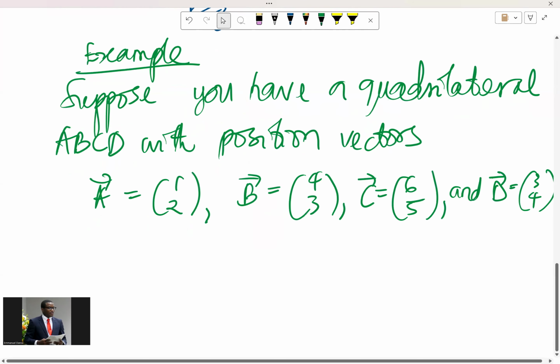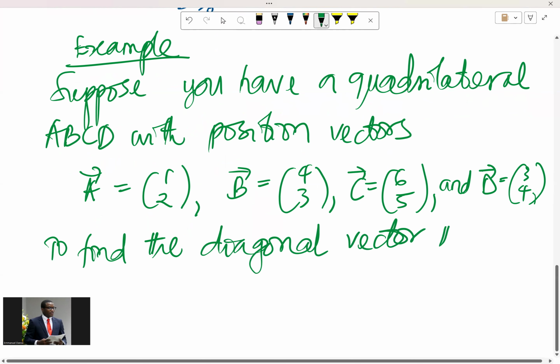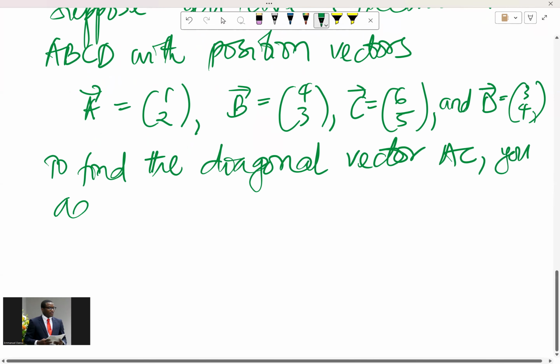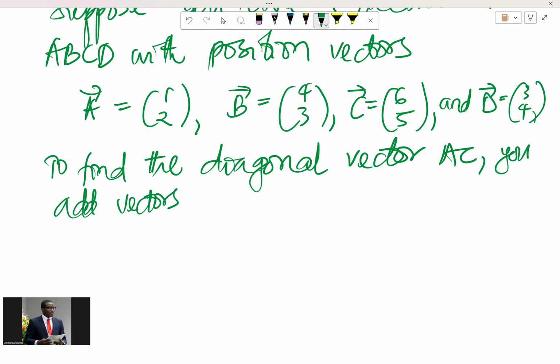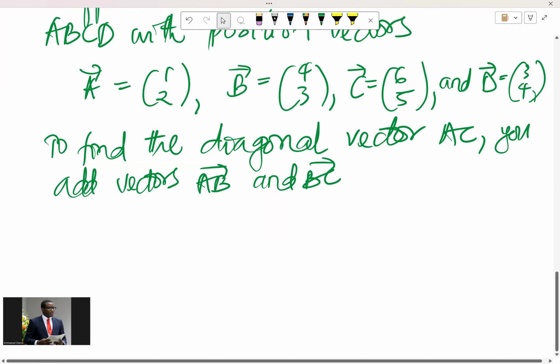So to find the diagonal vector AC, you add vectors AB and BC. So okay, let's even try and picture the quadrilateral.